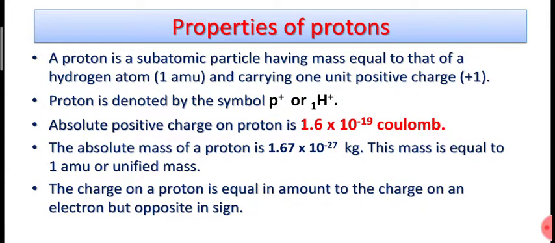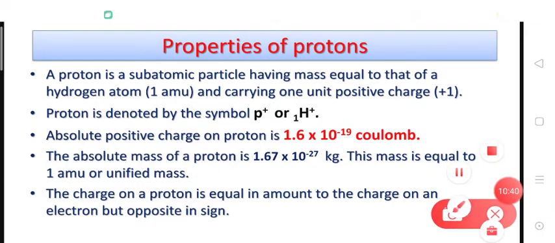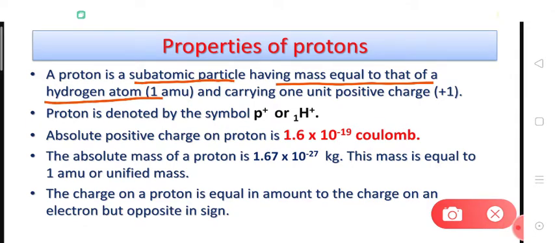Okay, now let's discuss the properties of protons. Dear students, a proton is a subatomic particle having mass equal to that of a hydrogen atom. As we can see, the electron was much smaller as compared to the hydrogen atom, while the mass of the proton is almost equal to the mass of the hydrogen atom. And you know that the mass of a hydrogen atom is 1 AMU, which is also called unified mass. So we can say that the proton has 1 unit or 1 unified mass.